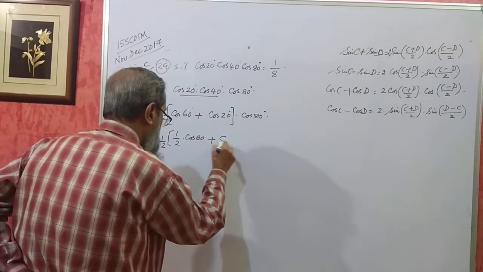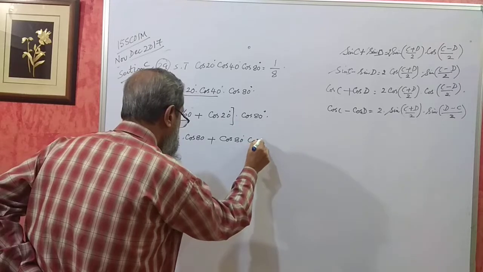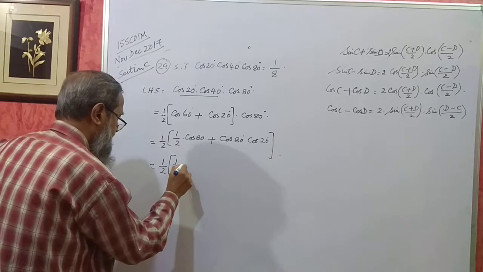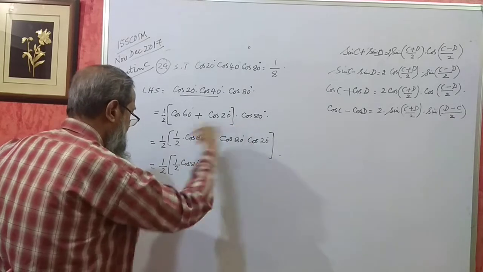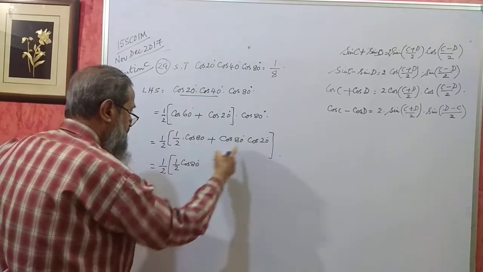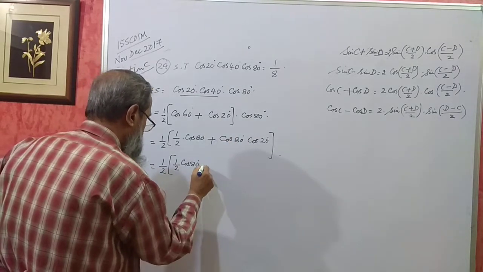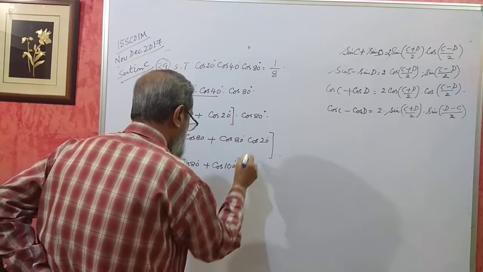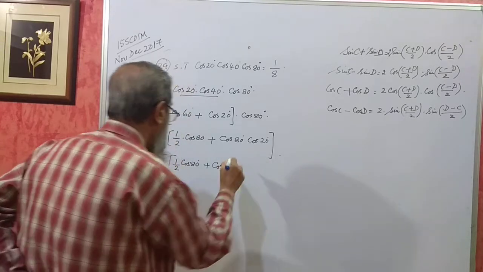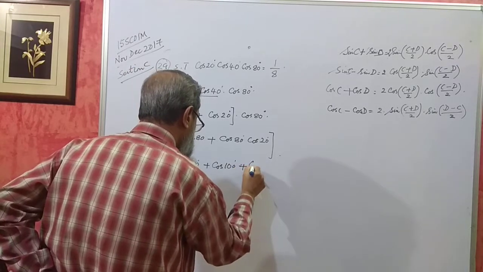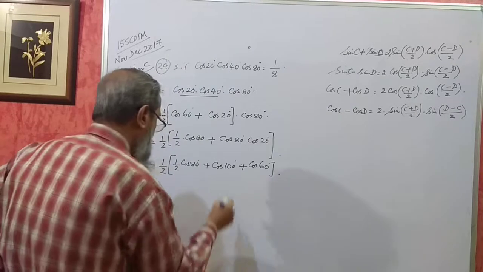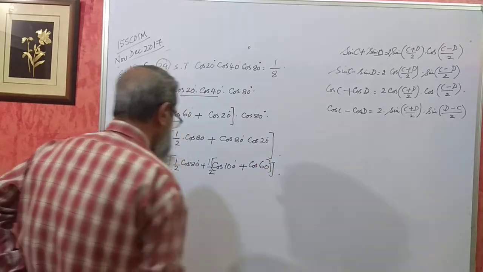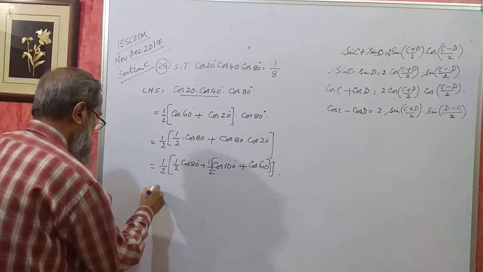degree. Half into half plus half cos 80. This cos 80 I have taken inside. This cos 60 is half. Half into cos 80 into cos 20. Plus this will be cos 100 degree, 80 plus 20 is 100, plus 80 minus 20 is 60. Again there will be half. Half into this. This half can be taken outside.